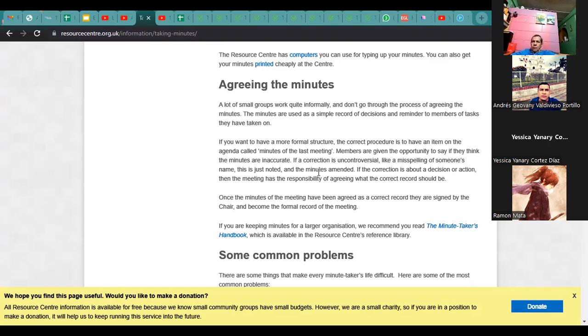If you are keeping minutes for a larger organization, we recommend you read the minutes taker's handbook, which is available in the Resource Center's reference library. Good, what did you get on this one? When it says minutes, it's about what, teacher? The minutes is when you are in a meeting, somebody is taking note of all the decisions that everybody has agreed, who is going to do things. I mean, it's everything that we have read about in this class. So it's going to be like the notes, and then at the end you need to send the minutes.